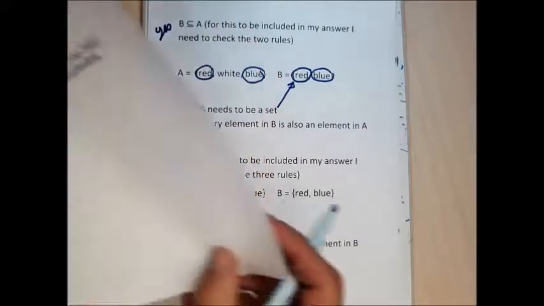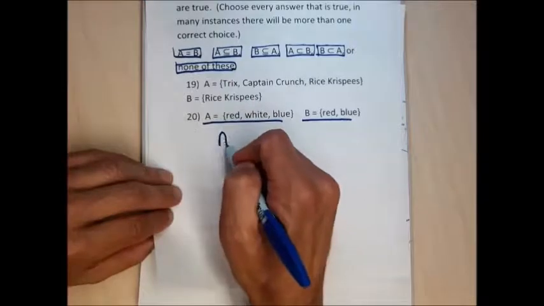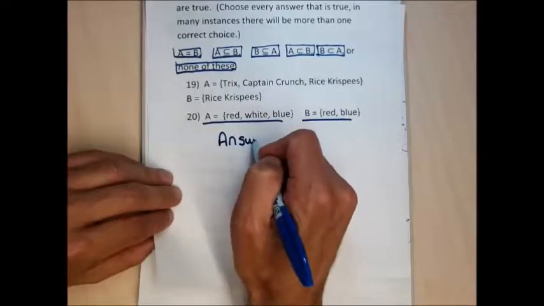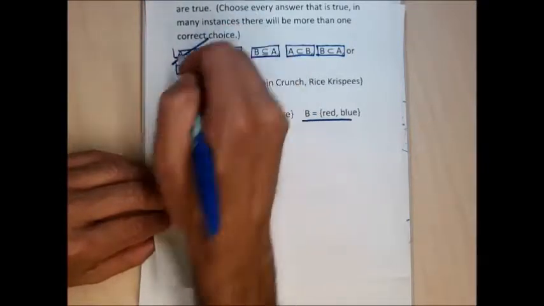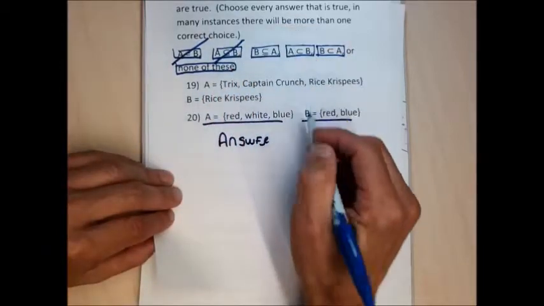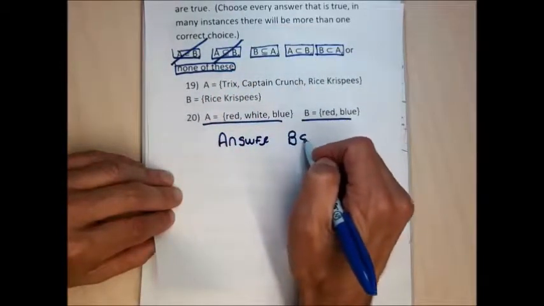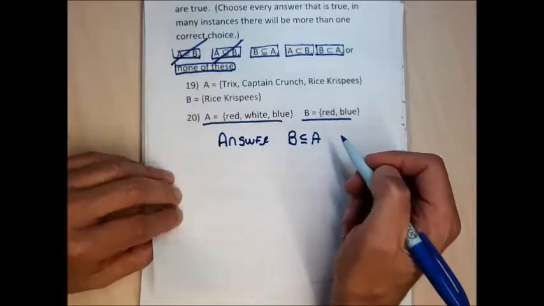So when I go to answer number 20, the first symbol I'm going to include in my answer, I'm not going to include A equals B. I'm not going to include A as a subset of B. But I will include B as a subset of A in my answer.